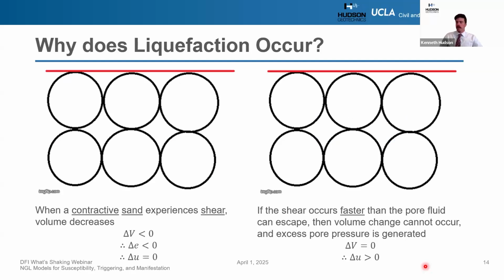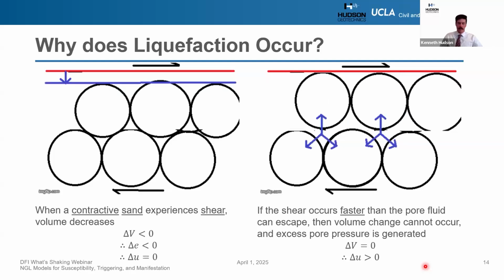The void ratio is decreasing. And in that scenario, we're saying that all the pore pressure is able to stay zero, meaning that pore fluids are able to escape if there were any in this scenario on the left. But on the right, if we have the shearing occur quickly enough that pore fluids cannot escape, then what happens is the pore fluids will push back because they're relatively incompressible.